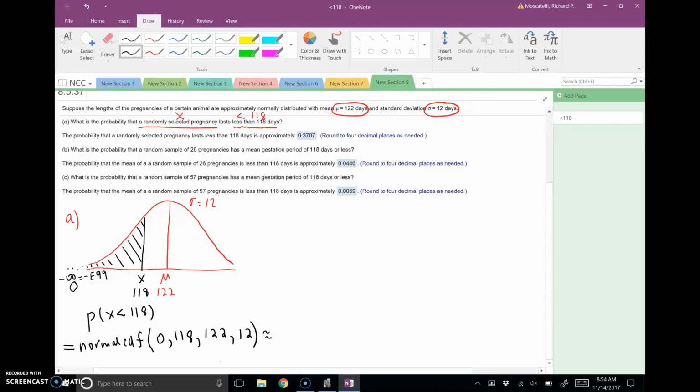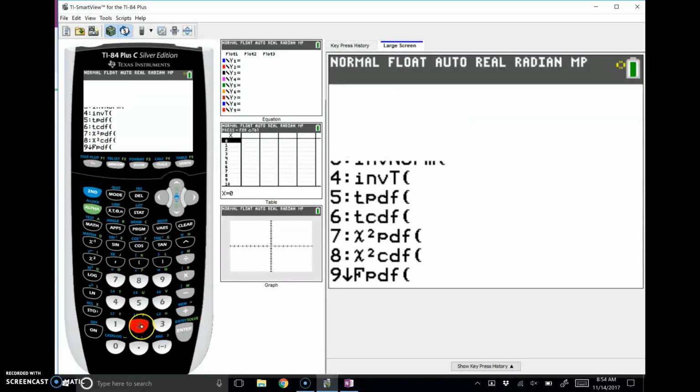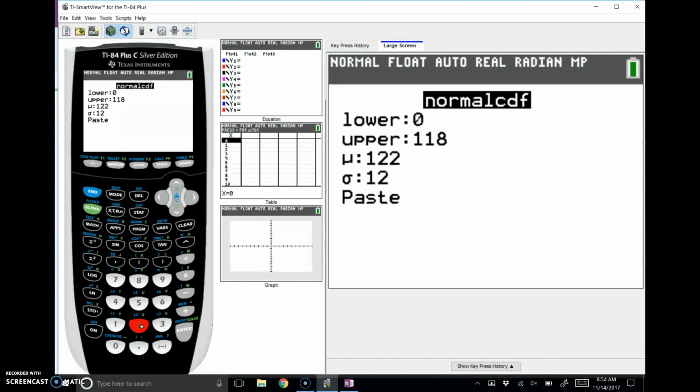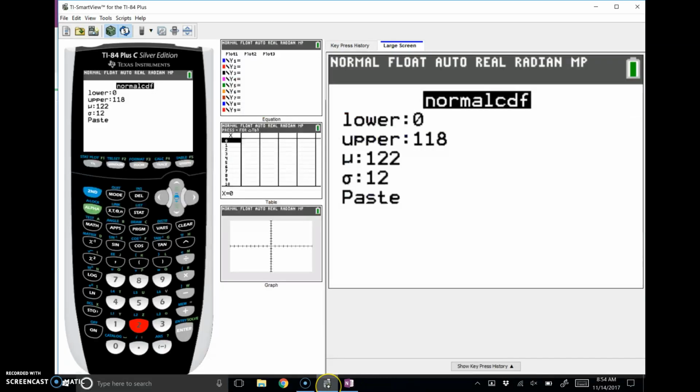All right, so let's go to our calculator and work this problem. So I'll go second bars, normal CDF, and I believe I typed this in already. So the lower is 0, the upper is 118, and the mean and standard deviation of 122 and 12. Let's give a look and make sure I didn't miss anything there. 0, 118, 122, 12. Yep, okay, that looks pretty good. So I'll paste that in.